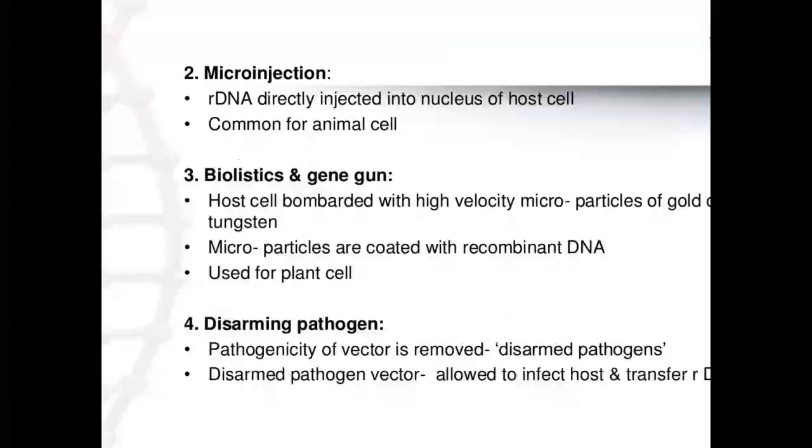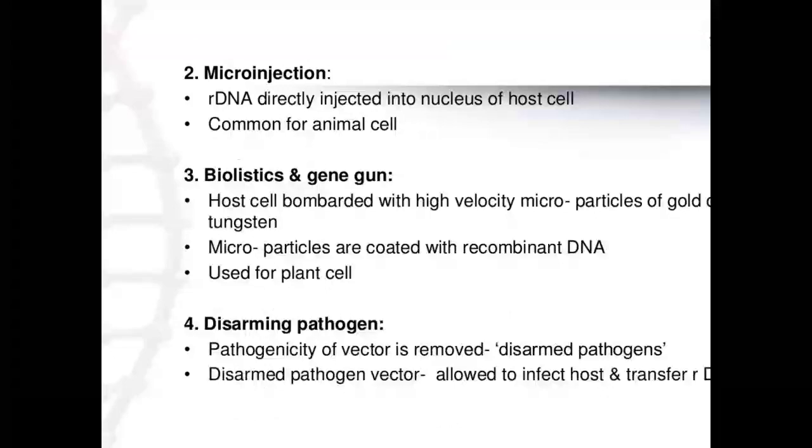The second technique used to introduce the vector DNA into the host cell is microinjection. The recombinant DNA is directly injected into the nucleus of the host cell, very common in animal cells. It is also used in IVF technology. Another is biolistics, or the gene gun. A gun is used to place the gene. The host cell is bombarded with high velocity microparticles of gold and tungsten, which are coated with the recombinant DNA. It is used mostly for plant cells.